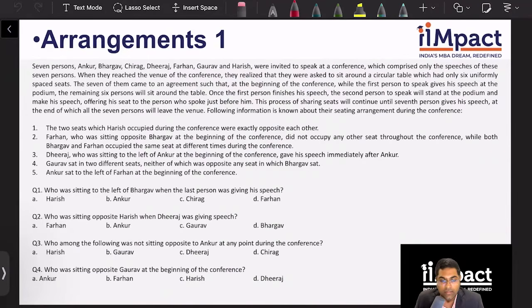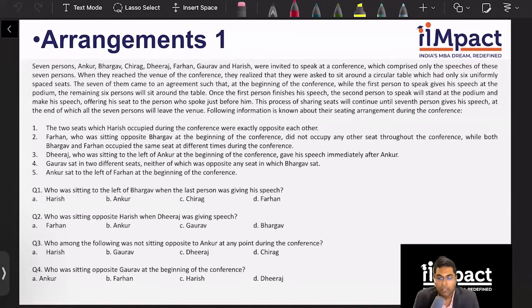Seven of them came to an agreement that at the beginning of the conference, while the first person to speak gives his speech at the podium, the remaining six will sit around the table. Once the first person finishes his speech, the second person to speak will stand at the podium and make his speech, offering his seat to the person who spoke just before him. So, guys, reading this, what I know is that somebody who comes and sits at the table is essentially taking the seat of the person who's going to speak after that person. That's all I can take from this paragraph so far.